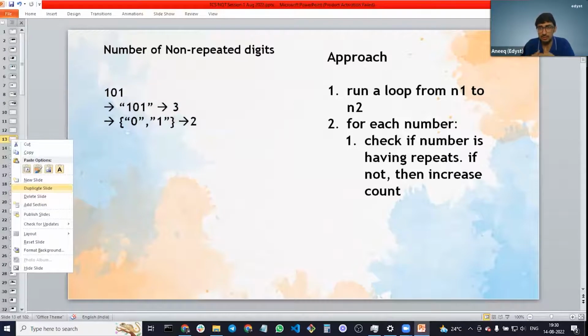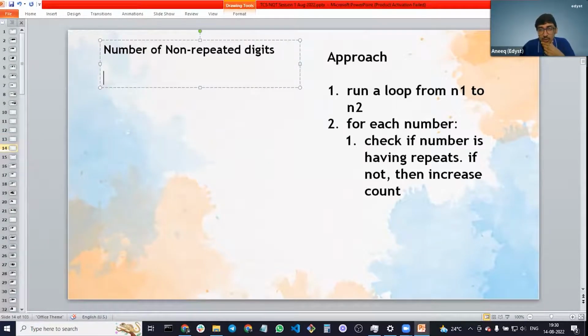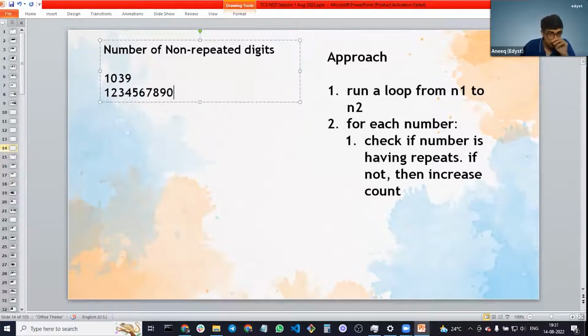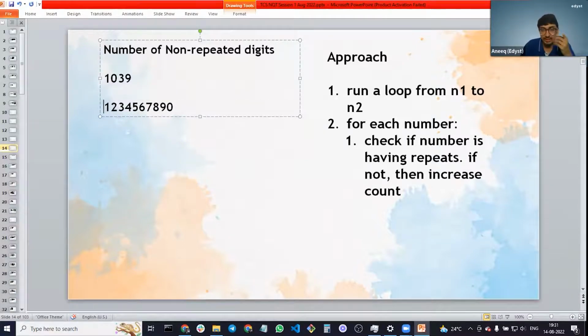Just some thoughts, everyone. We don't have to go to the exact algorithm, but what are some thoughts for this one? Let's say my range is between 1039 and something else. Between these two, how many numbers will be there which don't have any repeating digits? So how would we go about solving this? Any thoughts?